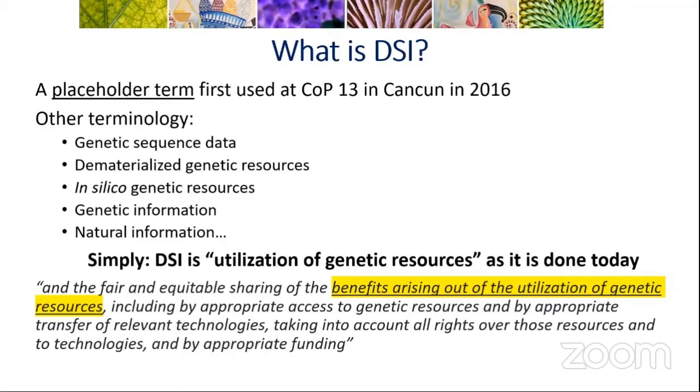Almost every branch of biology uses digital sequence information. And it's an amazingly powerful tool. I mean, it enables us to do things that we could never have imagined 30 years ago when the CBD was negotiated.